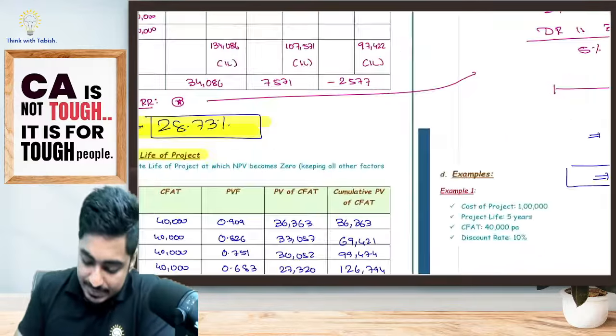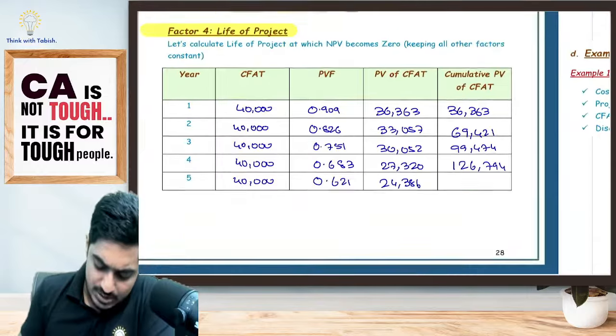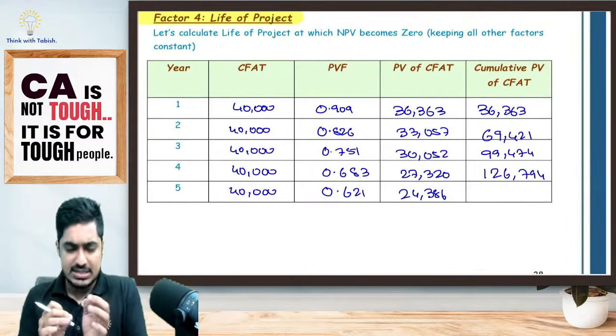So I'll be calculating my IRR in case of discount rate. Next comes life of the project. Pay attention. This is also important.